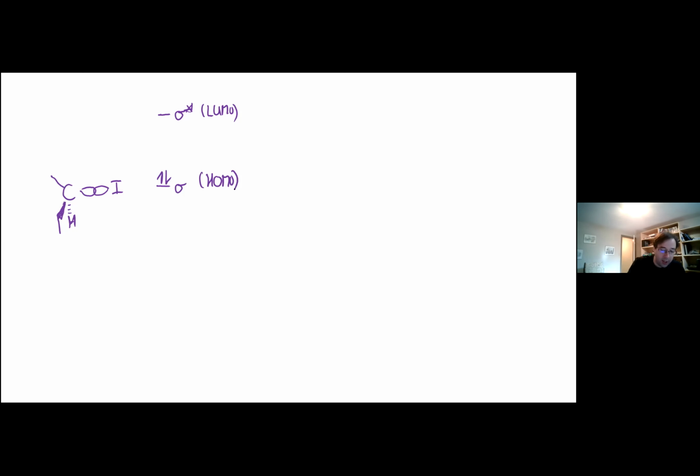And what does that look like? Well, it's a sigma star orbital. So it's an antibonding sp3 interaction. So that's shaded. I want that to be shaded.